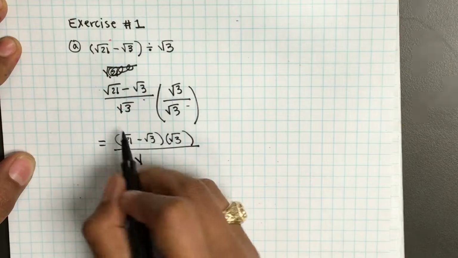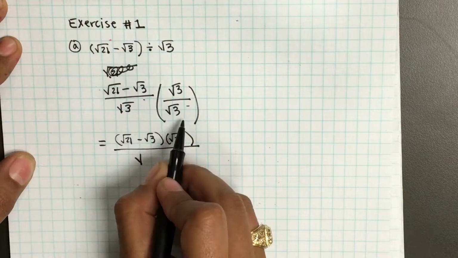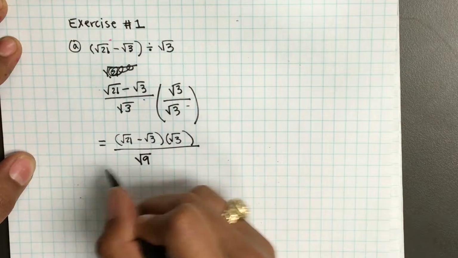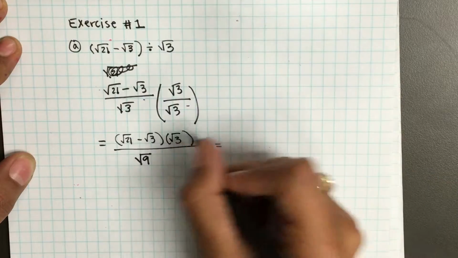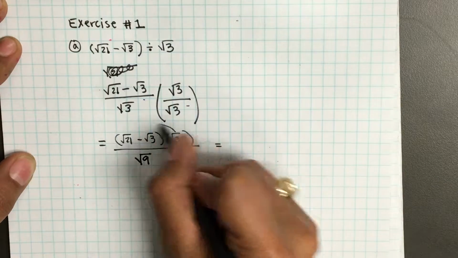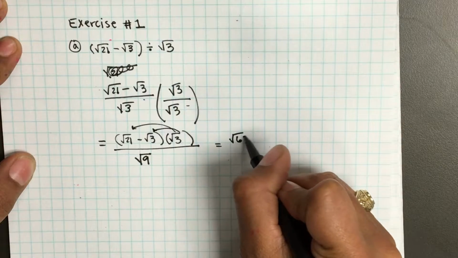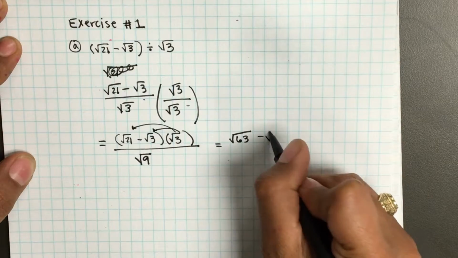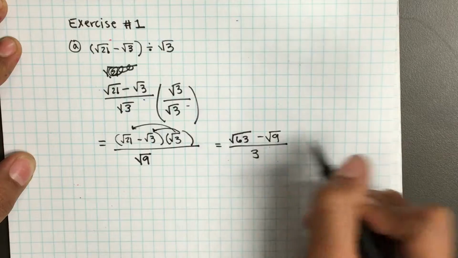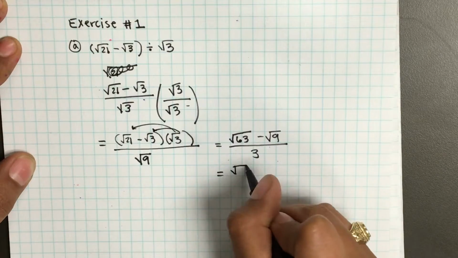I'm going to do this in my head: square root of 3 times the square root of 3 is square root of 9. And then once you distribute, we get square root of 63 minus the square root of 9, over 3. Simplify further.